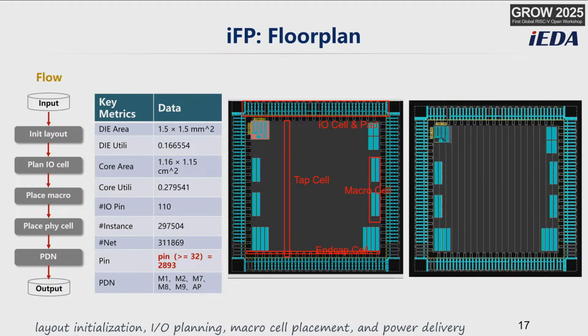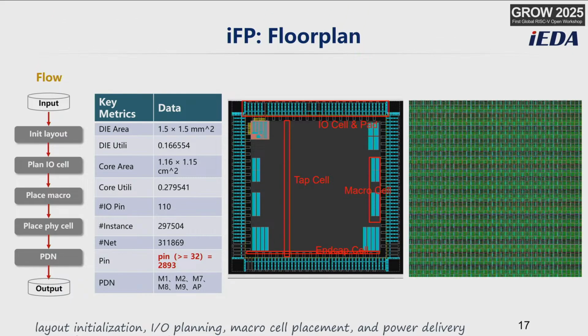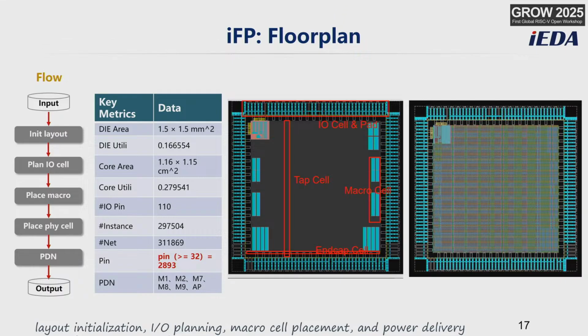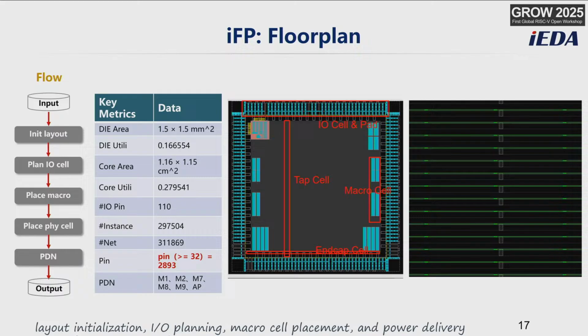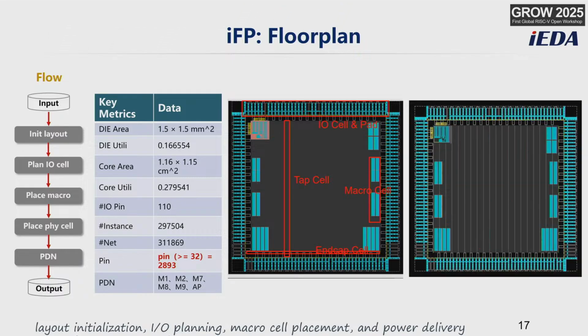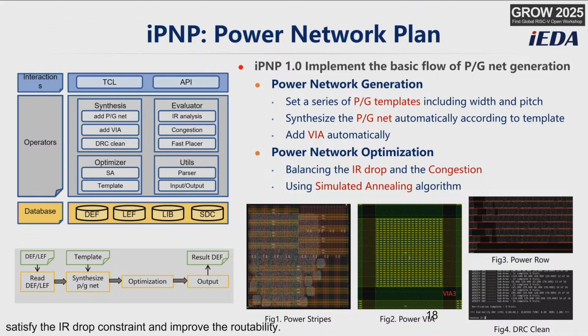Okay. It can support key tasks such as layout initialization, IO planning, macro cell placement, and power delivery network generation. iPDN refers to the power network plan. It is used to satisfy the IR drop constraint and improve the routability in the following routing step.